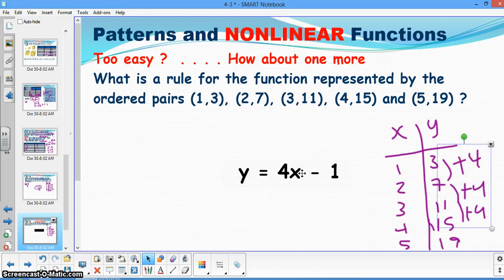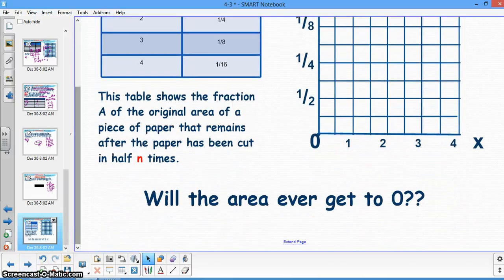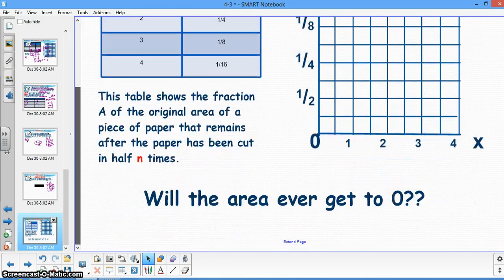There are some more complex ones, less complex. The key is trying to figure out the pattern and where it crosses the y-intercept. Take a look at this last one and see if you can identify the equation, and will the area ever get to 0? I'll give you a moment.